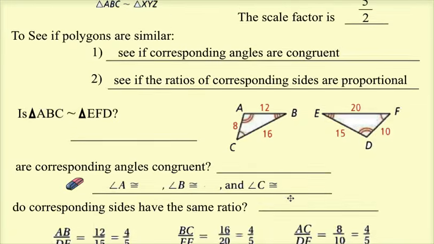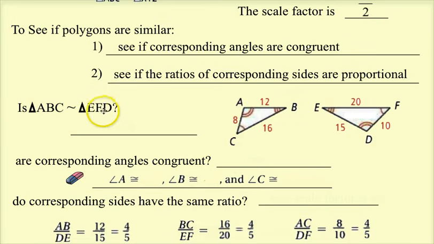Let's look at an example. I want to see if triangle ABC is similar to triangle EFD. The first thing I should look at is whether the corresponding angles are congruent. Angle A is congruent to angle D right here. Angle B, which has 3 little slash marks, is congruent to angle E. And angle C, which has 1 little slash mark, matches up to F. This one is a little bit tricky because it's turned around, but the corresponding angles are still congruent to each other. Since my angles are congruent, that's the first step.